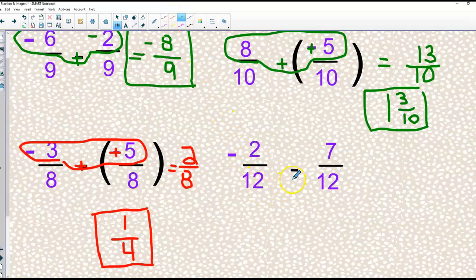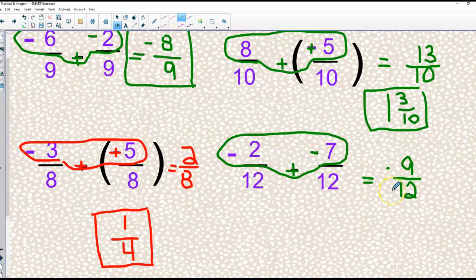Negative 2/12 minus 7/12. Again, common denominator's already there. So let's rewrite the bottom number here with 12. And let's calculate our top numbers. It says negative 2 minus 7. So leave, change. The opposite of positive 7 is negative 7 here. So my problem is negative 2 plus negative 7. So like signs, add and keep your sign. So we get negative 9/12.